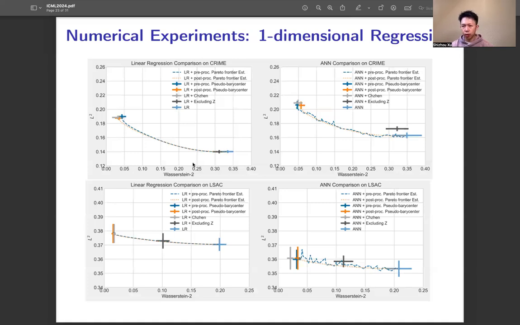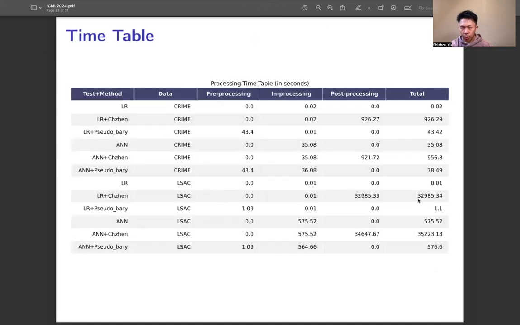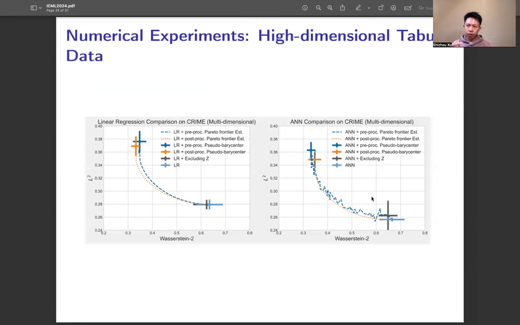But our method has several advantages when compared to the true method. First, it generates the entire Pareto frontier so that practitioners can choose the optimal trade-off. Second, since our method uses affine maps, it's very efficient. To show that, I plot the time table. For example, our method using linear regression only takes 1 second, while in comparison, the CDF matching method takes much longer. And also, since our method only uses the first 2 moments, the average and covariance matrix, it can be applied to arbitrary high-dimensional tabular data.